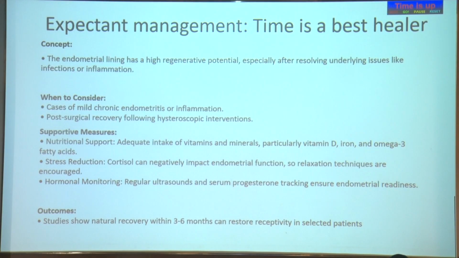So basically, after all, we feel why not just think about expectant management, because time is the best healer. The endometrial lining has a high regenerative potential, especially after resolving underlying issues like infection or inflammation. Especially in cases of chronic endometritis, inflammation, or post-surgical recovery, if we give some time, things will improve. At the same time, you can give them nutritional support, reduce the stress so the cortisol will also reduce, and do hormonal monitoring and regular ultrasound. The day you feel that this time the endometrium is good, then you can go for transfer. Studies have shown natural recovery within 3 to 6 months.